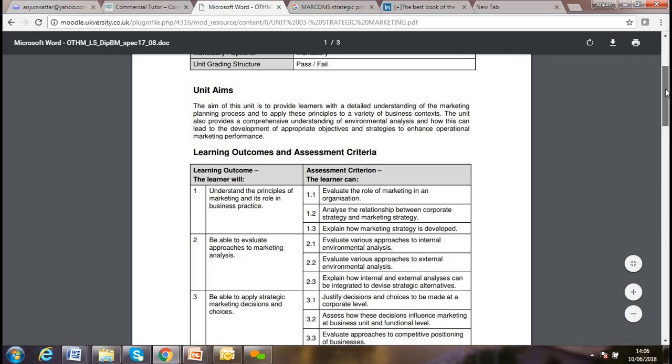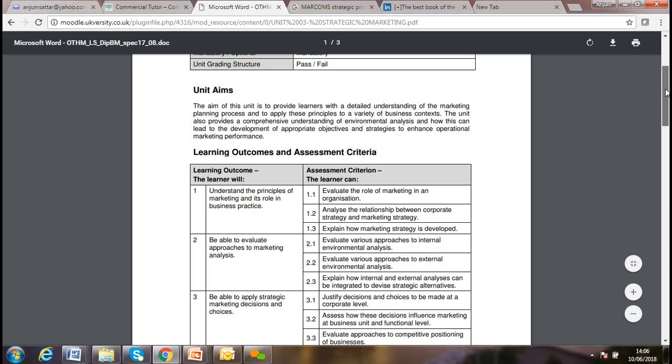Okay, sorry about that. So next, in LO2, we learned about the various approaches to the internal environment. We discussed SWOT analysis, PEST and PESTLE forces, and various other models in yesterday's lesson. So any question up to now?